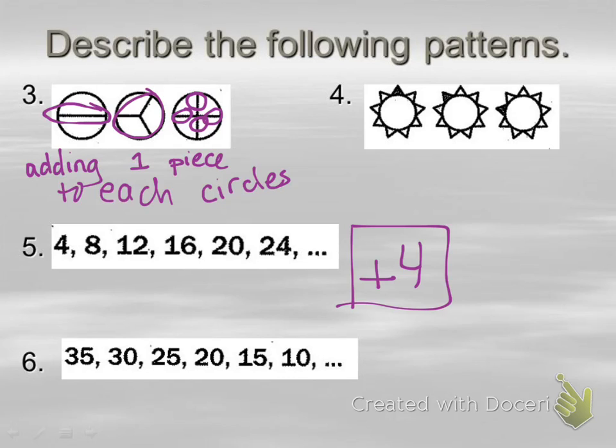Anyone feel drawn to number 6? That would be my next choice. Subtracting 5 each time. Good.